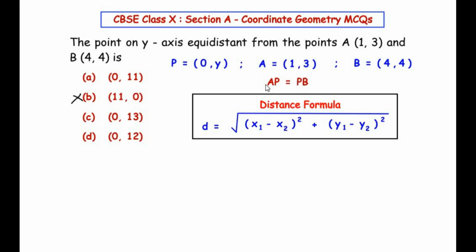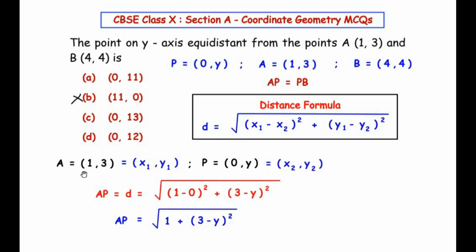Since we are trying to find the distance here, we are going to make use of the distance formula. The distance formula is given as D equals the square root of (x1 minus x2) the whole square plus (y1 minus y2) the whole square. Let us focus on the left hand side, that is finding the distance AP. Here we have considered the coordinates of point A as x1, y1 and coordinates of point P as x2, y2. Now we are going to plug in their values in this formula.